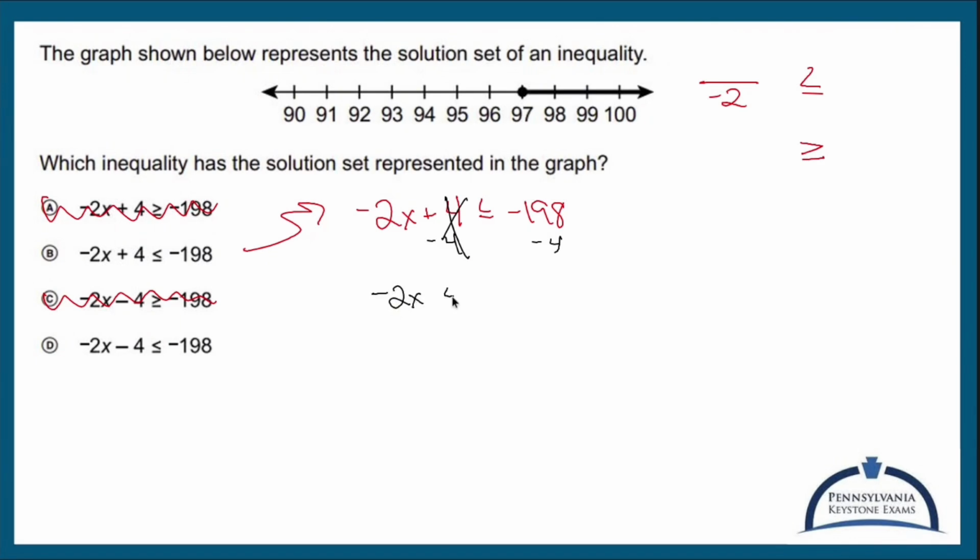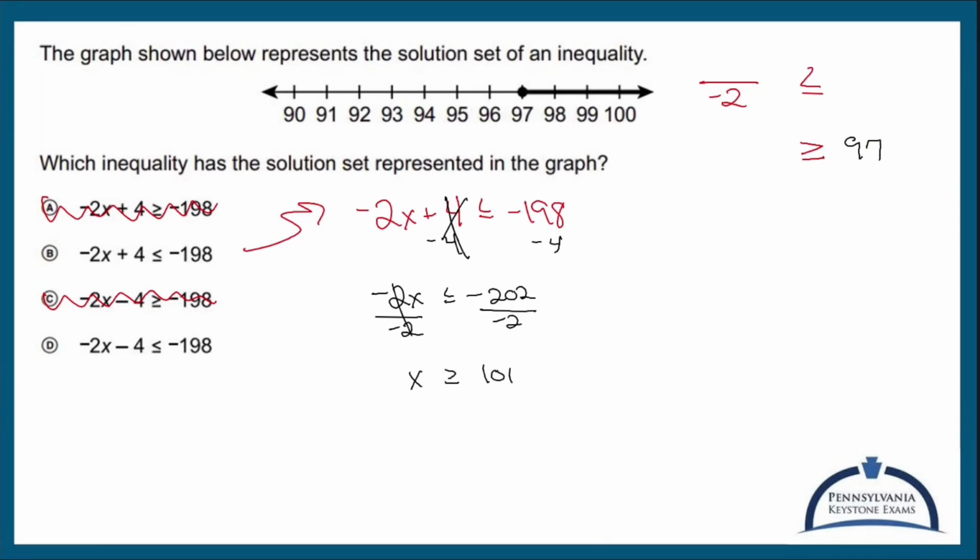Negative 2x is less than or equal to negative 202. Divide both sides by negative 2, which means flip the sign, and x is greater than or equal to positive 101, which is not what I want. I want greater than or equal to 97.